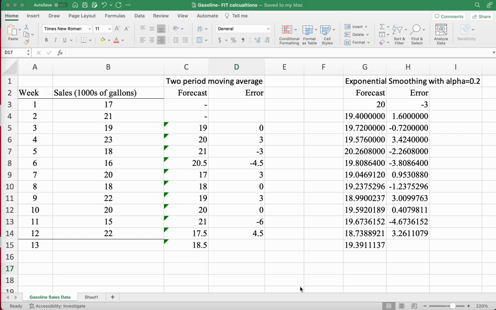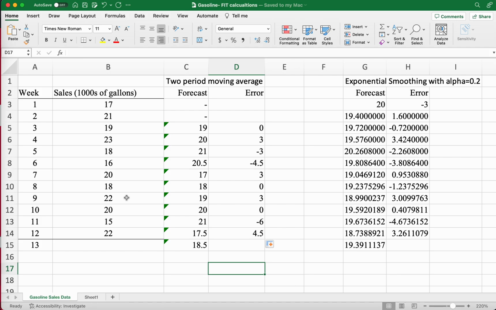Hello everyone. In this video, we're going to be talking about forecasting error analysis. So let's say that you have data as we have here. This is the gasoline data that we used in class, and we've used multiple methods to forecast it. The question is, which of these methods should we pick if you want to keep forecasting using a single method?